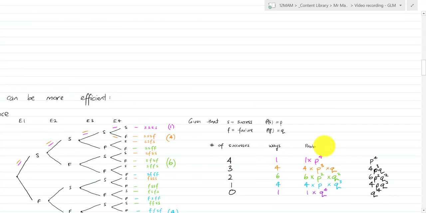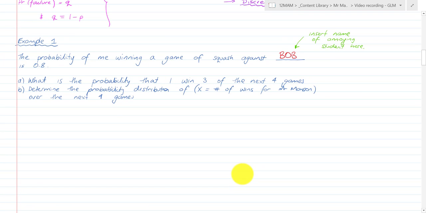So if I was to bring this back up into our example, I could easily define that P is equal to 0.8, that's stated here, and that tells me that Q is equal to 0.2 because P plus Q must be complementary, they must add to give 1.